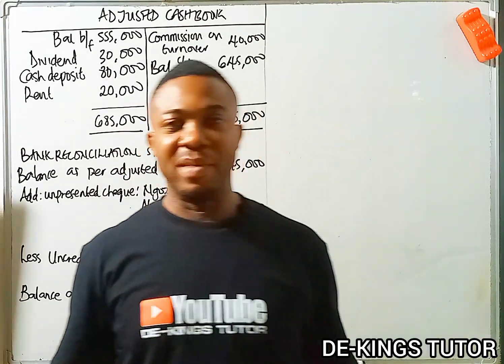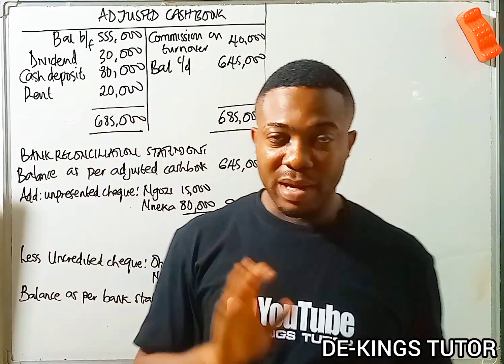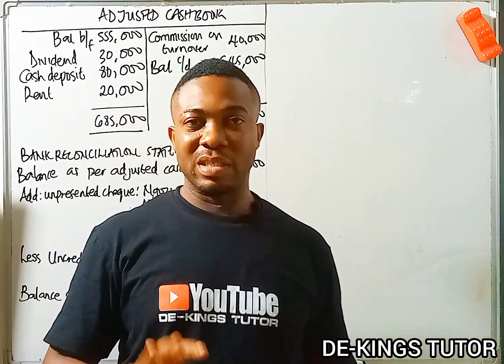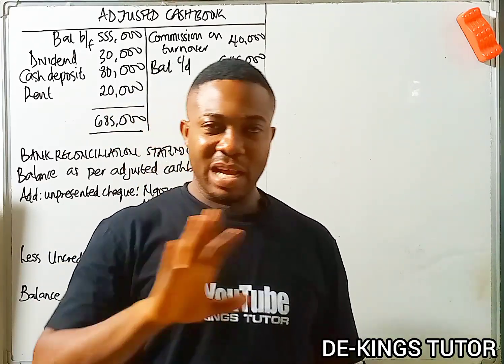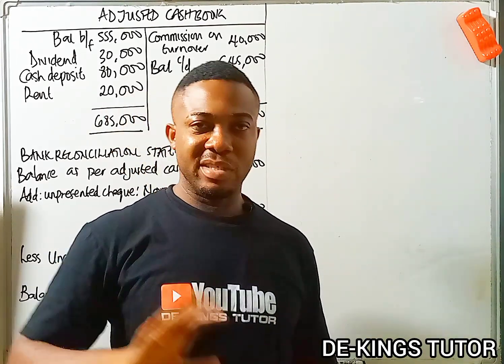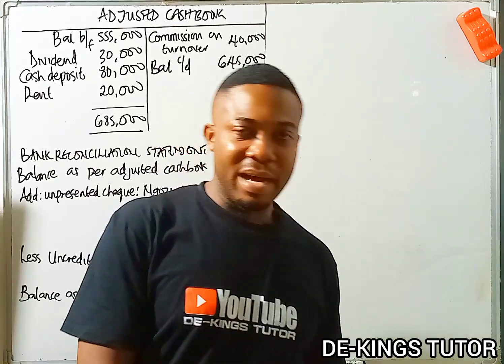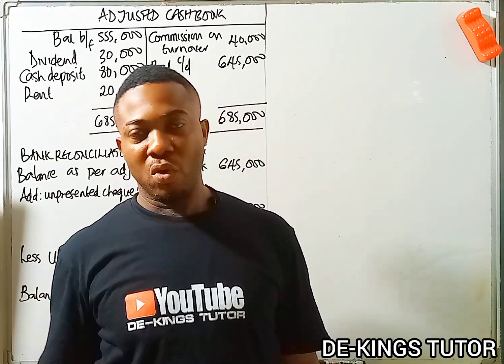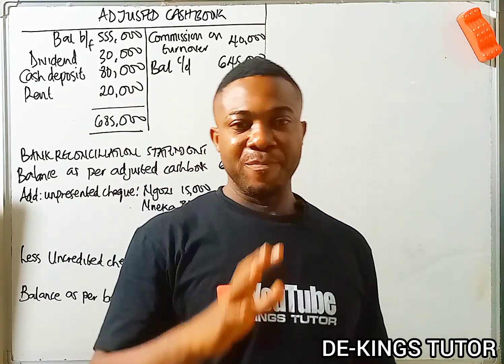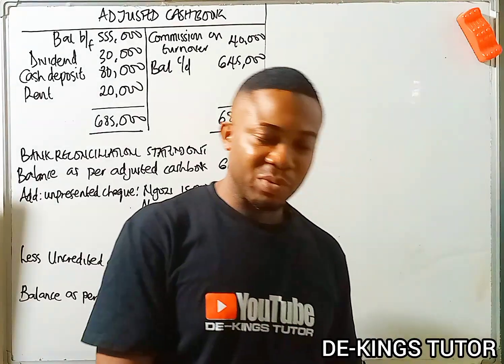Now I want to give you an assignment. We're talking about a bank reconciliation statement. I want you to list those 5 things that cause discrepancy, difference or disagreement between the bank statement and the cash book. What are those 5 things that cause disagreement between the cash book and the bank statement?